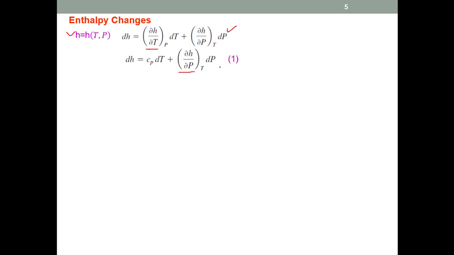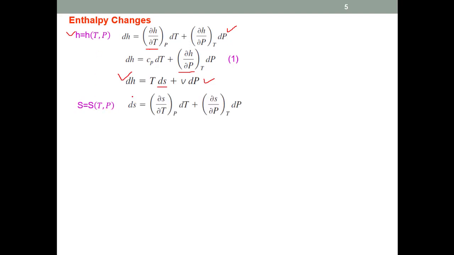Let's say this is equation 1. Again we'll utilize the second Gibbs equation, which is dH equal to TdS plus VdP. We have derived this equation during the derivation of the Maxwell equation. So again we need the change in entropy. If we assume that entropy is a function of temperature and pressure, then the total differential of dS is equal to partial S by partial T times dT plus partial S by partial P times dP.